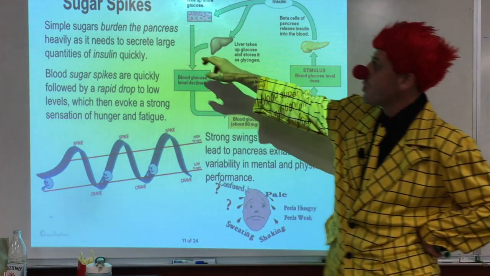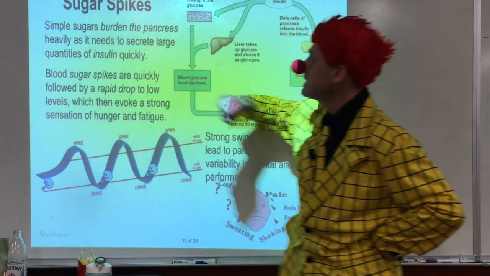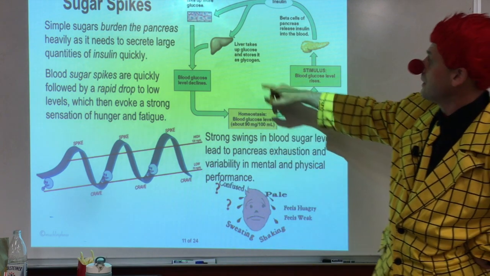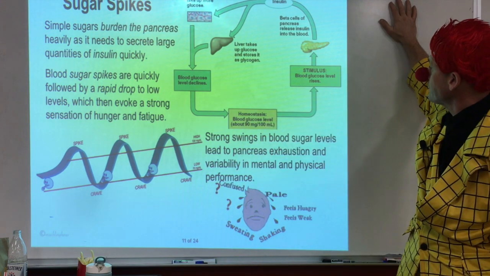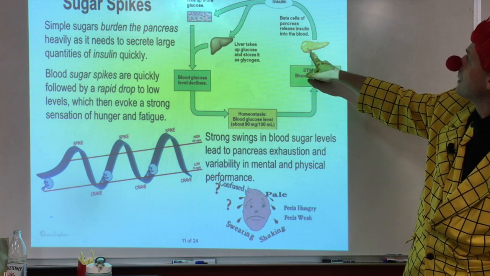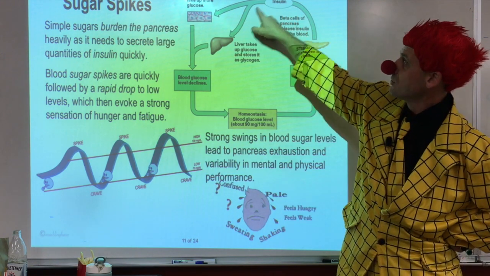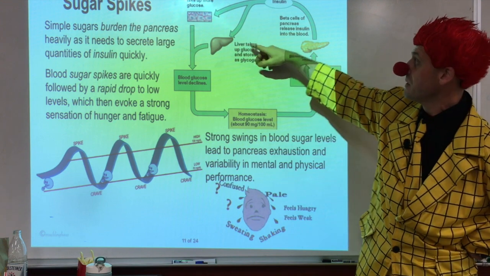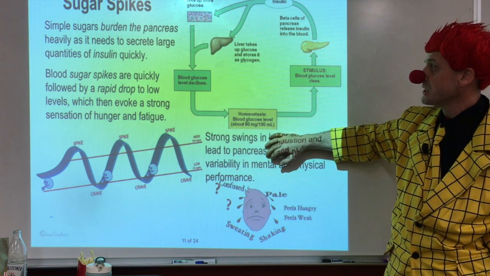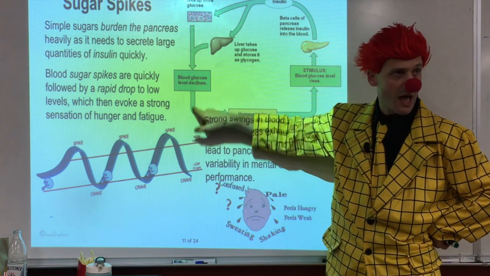So simple sugars burden the pancreas heavily, as it needs to secrete large quantities of insulin quickly. So when blood sugar goes up, insulin goes into the system, brings the sugar into the cells, into the liver cells, and the blood sugar declines.